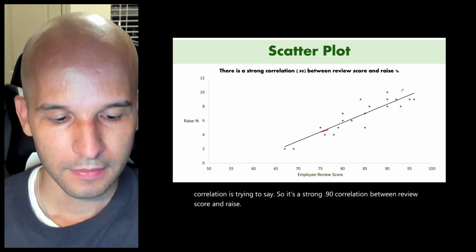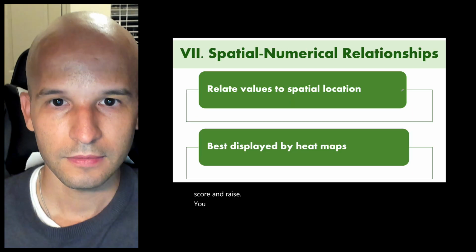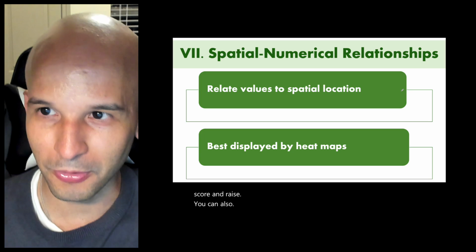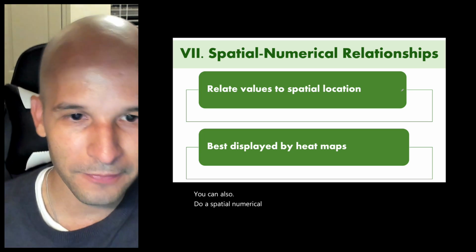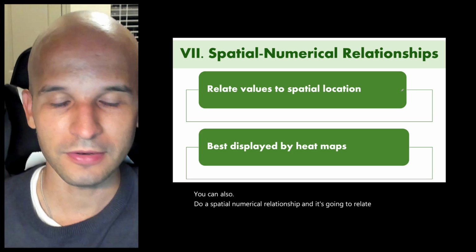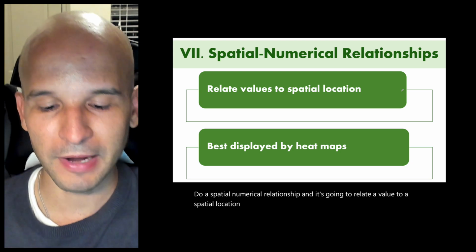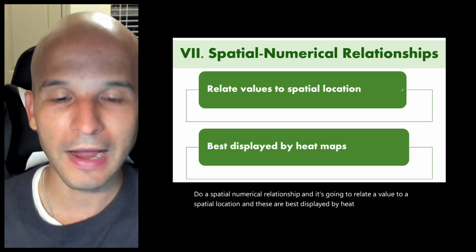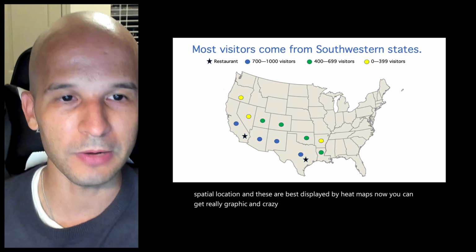Now, you can also do a spatial numerical relationship, and it's going to relate a value to a spatial location. These are best displayed by heat maps. Now, you can get really graphic and crazy with heat maps, but here's a very basic one.